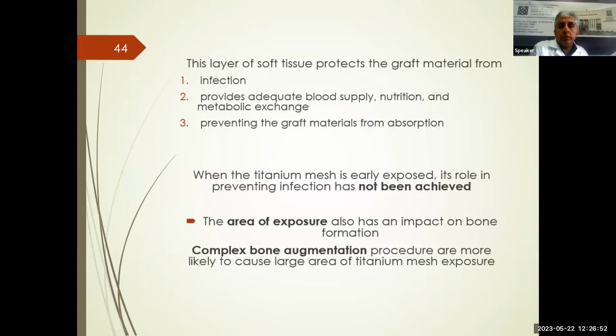The soft layer which we mentioned as pseudoperiosteum protects from infection, provides adequate blood supply, nutrition, and exchange of metabolic material, preventing the graft material from resorption. And when the titanium is exposed early, this role of preventing infection has not been achieved because the pseudoperiosteum has not been formed completely. The area of exposure also has an impact on bone formation. Complex augmentation procedures are more likely to cause large areas of titanium mesh exposure.